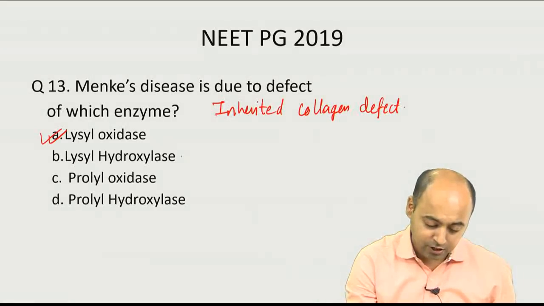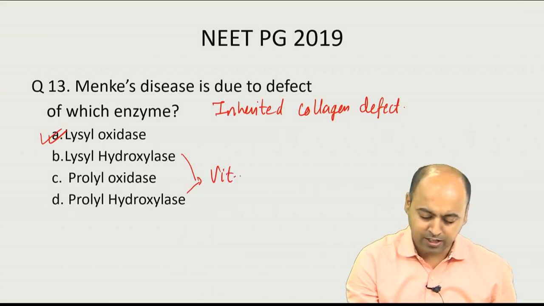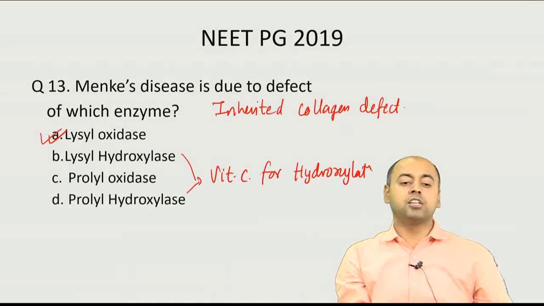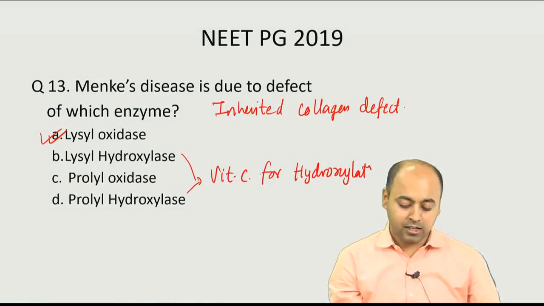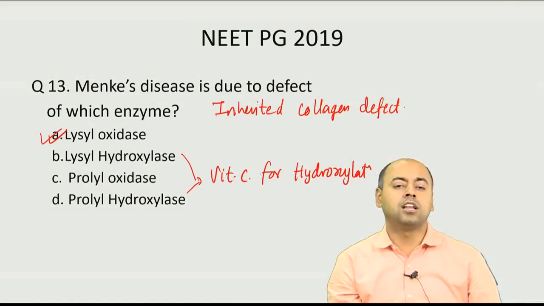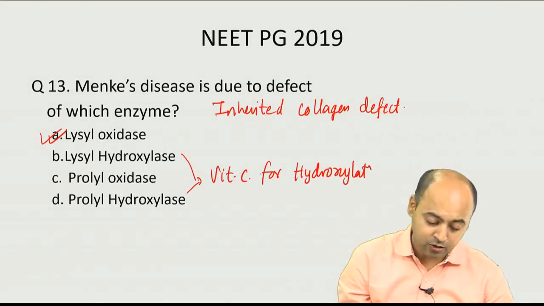The lysyl hydroxylase and prolyl hydroxylase both require vitamin C for obviously hydroxylation of the respective amino acids, meaning lysine and proline. They can add the hydroxyl group to the lysine and proline, converting it to the hydroxylysine and the hydroxyproline.